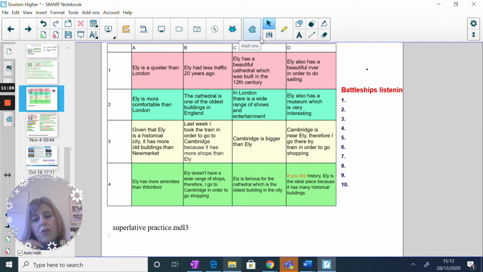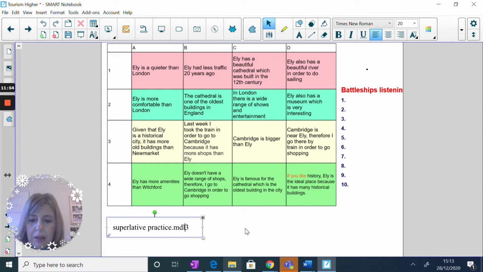So I'm going to read 10 sentences and you need to write the coordinates that you think of the things I'm saying. So, por ejemplo, si digo, Ely tiene más diversiones que Witchford, that was this one. Ely has more amenities than Witchford. That would be A4 or 4A. So this is about understanding things. Okay, chicos? De acuerdo.